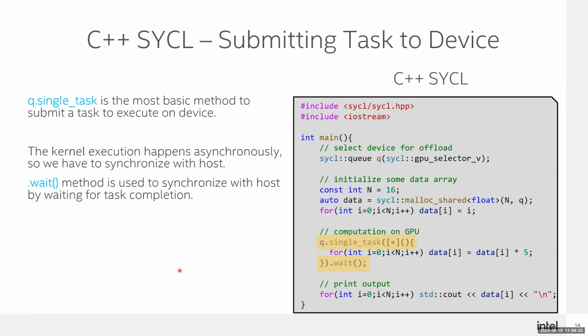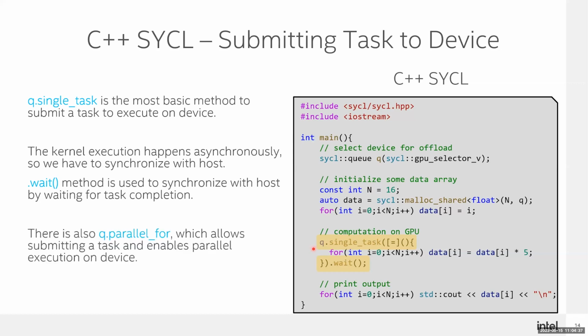So hopefully this helps you understand the entire code. We've used q.single_task, and there's also something called q.parallel_for. That's a different way to submit your computation to the GPU. This is mainly used when you want to enable parallel execution on the GPU. So we will look at that example in the next slide.